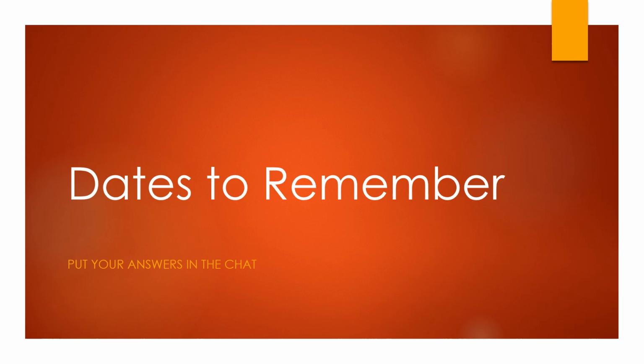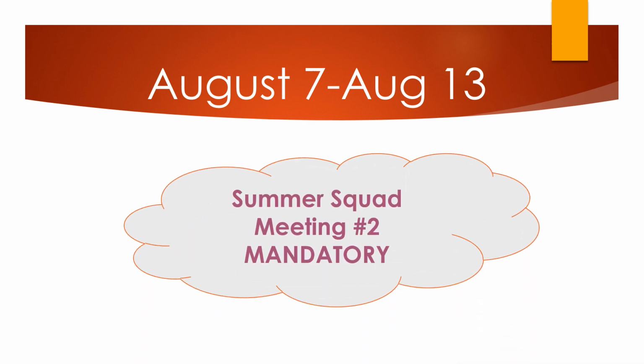Dates to remember. August 7th to the 13th. Do you folks know what this would be? August 7th to the 13th. It is the Summer Squad meeting number 2. This is mandatory. I know you're here right now because you missed Summer Squad 1, and this is going to help you with NSO. But Summer Squad meeting number 2 is mandatory. So please make sure you check your Summer Squad sign up and see what Summer Squad you're in.